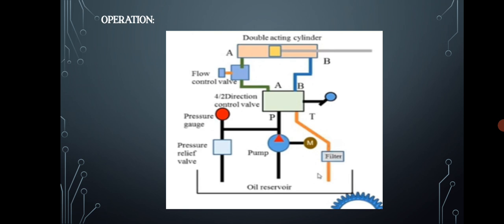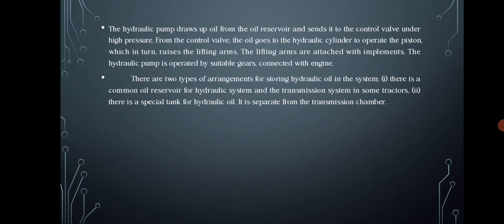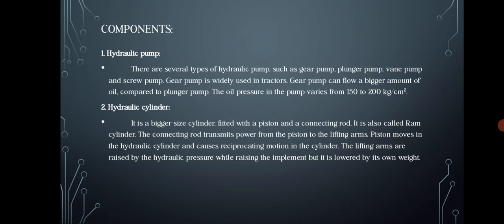Let's see about the components of hydraulic system one by one. First is hydraulic pump. There are several types of hydraulic pumps such as gear pump, plunger pump, vane pump and screw pumps. Gear pump is widely used in tractors. Gear pump can flow a bigger amount of oil compared to plunger pump. The oil pressure in the pump varies from 150 to 200 kg per centimeter square.